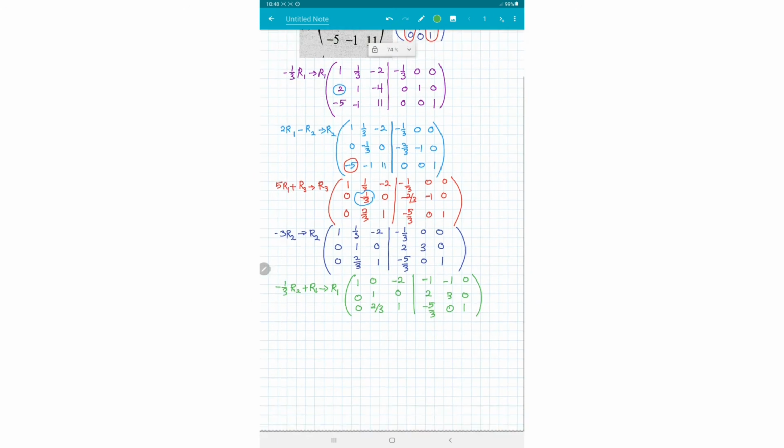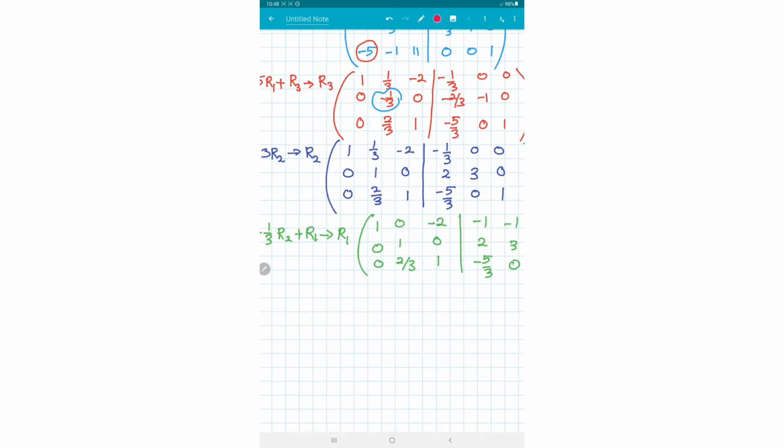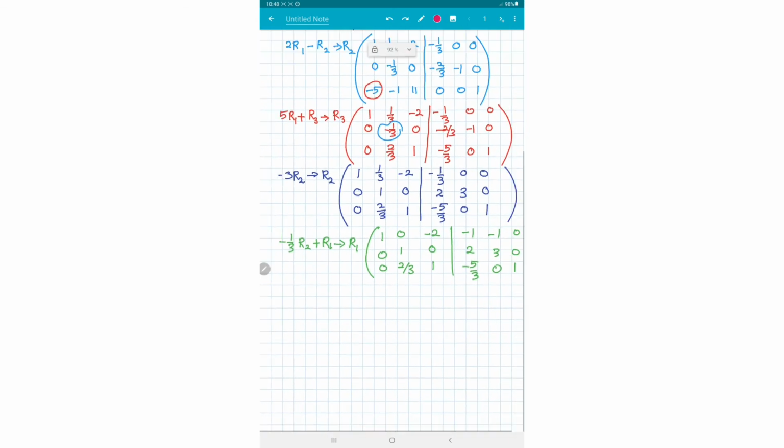Okay, next, this number will become 0. We have to change it into 0. So how? My idea is the third row. Before we multiply, we have to subtract first. We have to subtract 2 over 3 R2 to become the new R3.